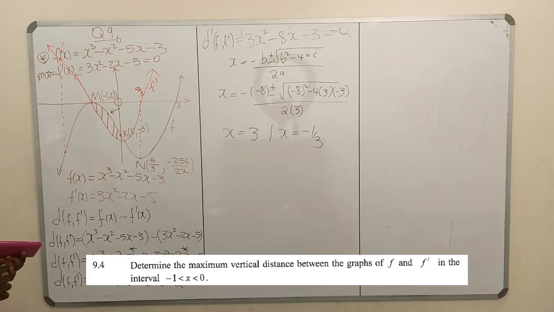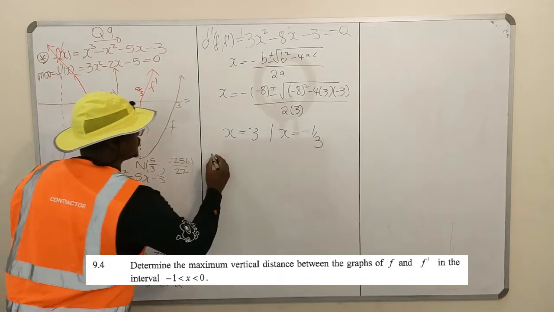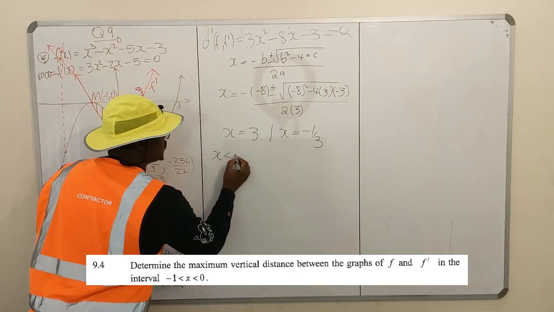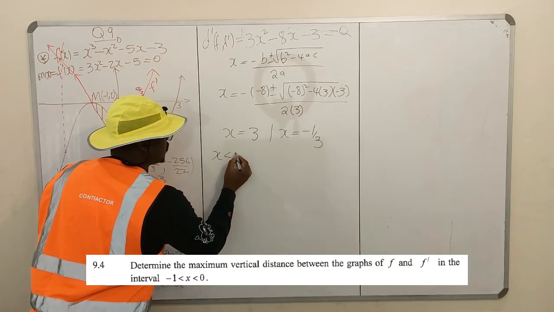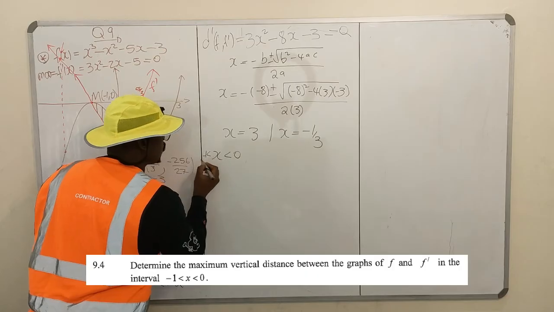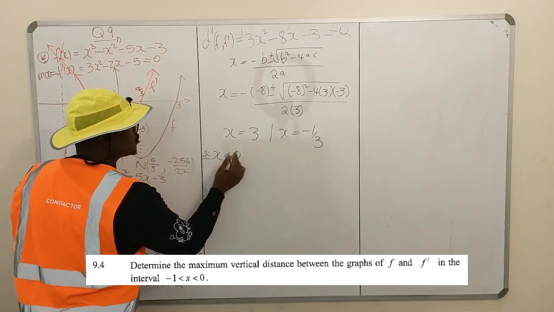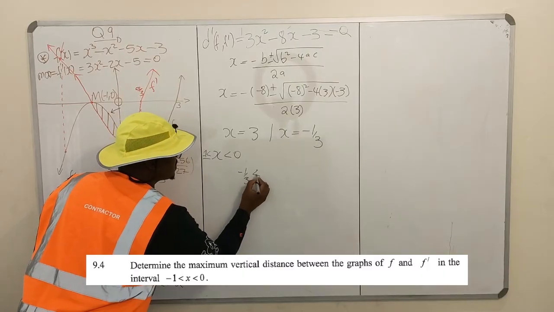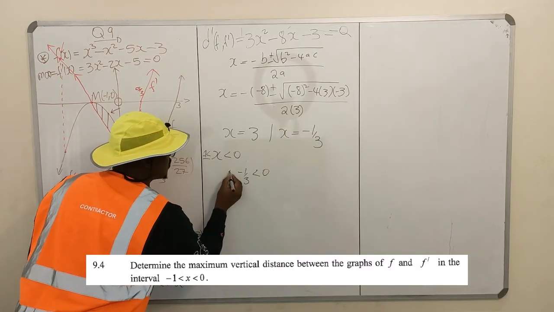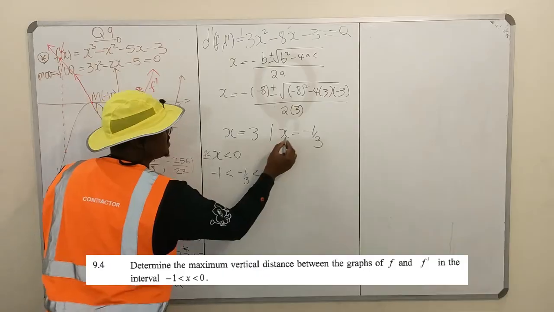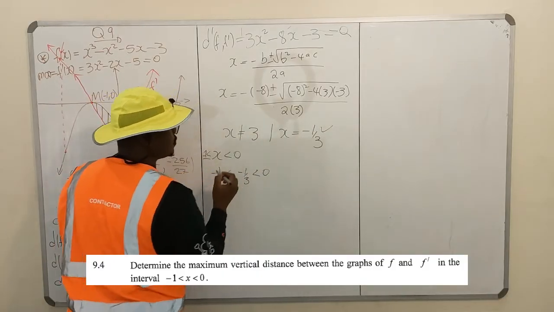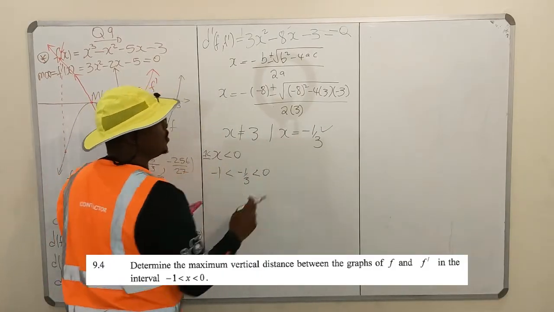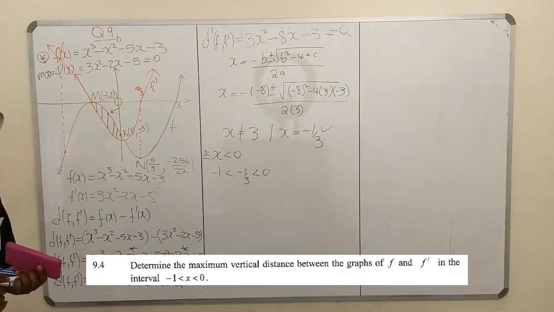Which one will make sense? They told us that x was less than 0, greater than minus 1, right? So this one, minus 1 over 3, is less than 0, greater than minus 1. So this is our x value that we want, not this one. So this x value is the x value that gives us the maximum distance, right?